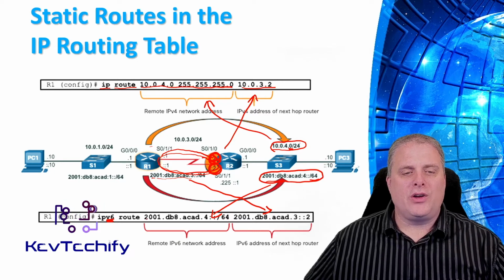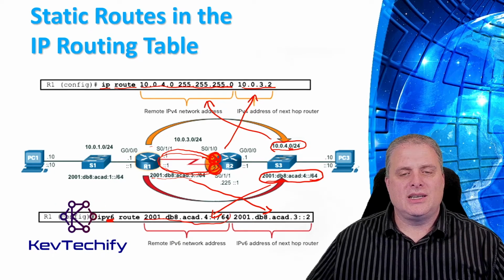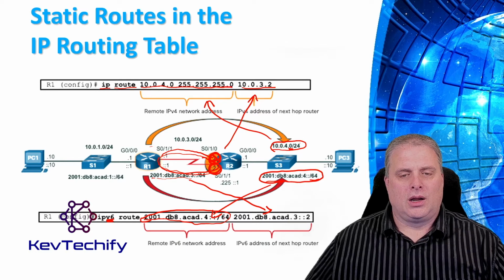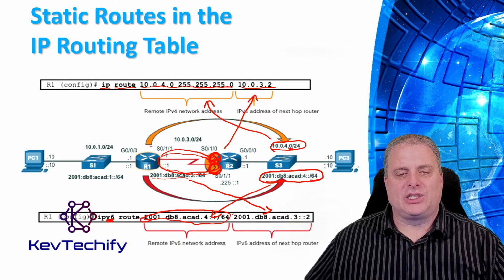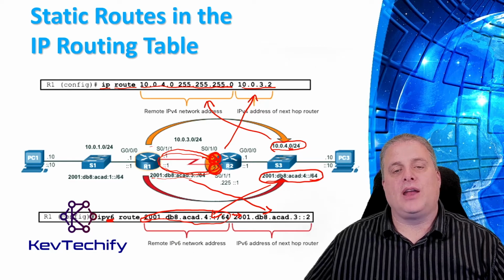And so now I know how to get to this network. I go to this address. Because this address is directly connected, I just send it out and I know how to get there.